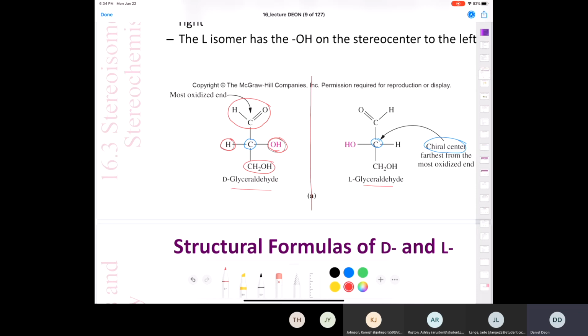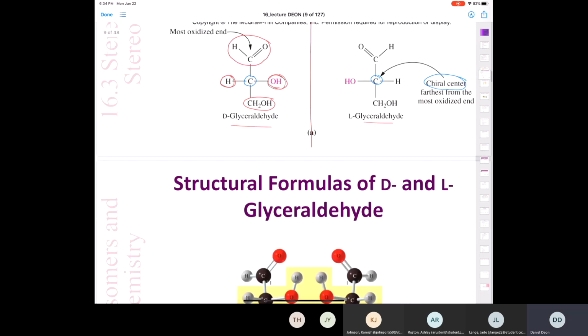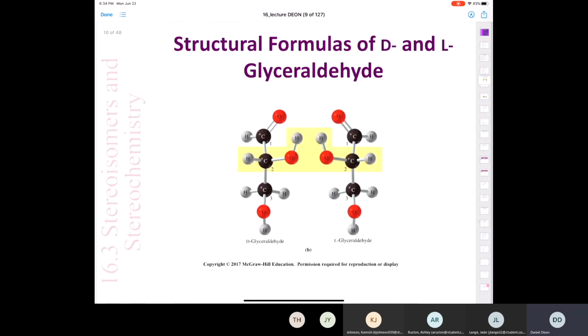The reason I'm stressing this is because sometimes students will get caught in the trap and they'll say, hey, it's attached to a carbon and a carbon. Those are identical. It's not a chiral center. No, no, no. You have to look at the entire group and take the entire group into account. All right, let's keep moving here. So this just shows the mirror images of D and L glyceraldehyde shown right here like that.